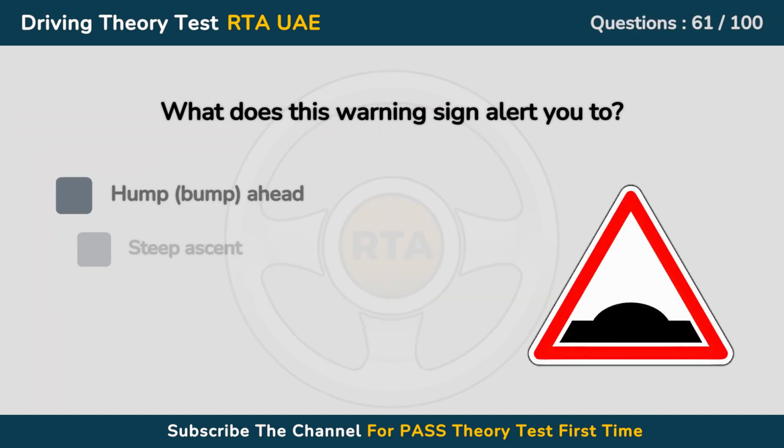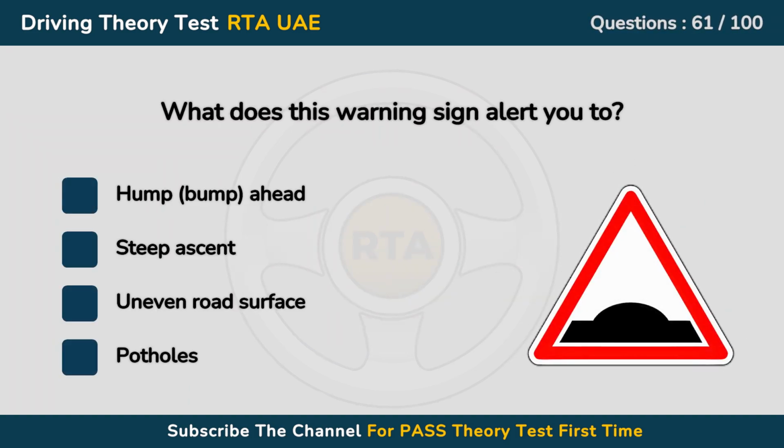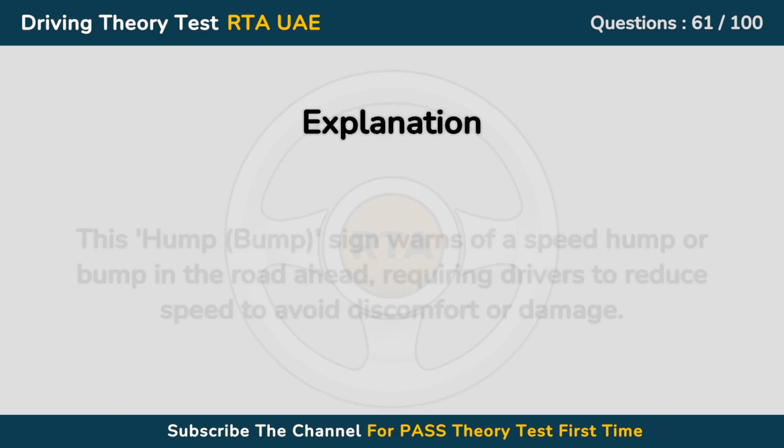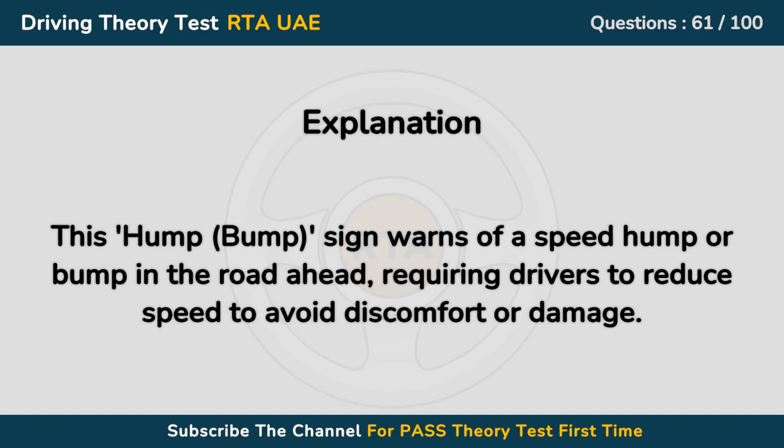Question 61. What does this warning sign alert you to? A. Hump bump ahead. B. Steep ascent. C. Uneven road surface. Answer is A. Hump bump ahead. This hump bump sign warns of a speed hump or bump in the road ahead, requiring drivers to reduce speed to avoid discomfort or damage.